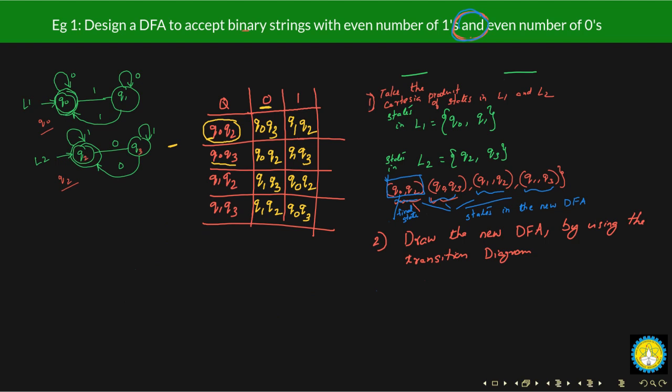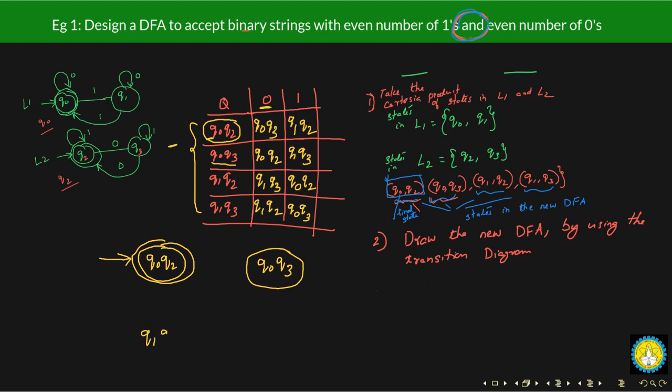Now, based on this transition table, it becomes very easy for us to design the DFA. So let's start designing the DFA. We already know that Q0, Q2 is going to be our starting state as well as final state. So I will double circle it and also provide an arrow from the left side indicating that it's the starting state. Let me write all the other states: Q0, Q2, Q0, Q3, Q1, Q2, and Q1, Q3.